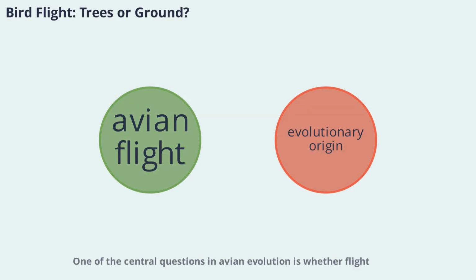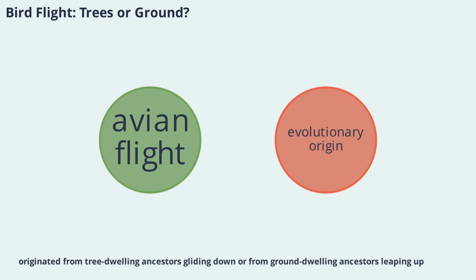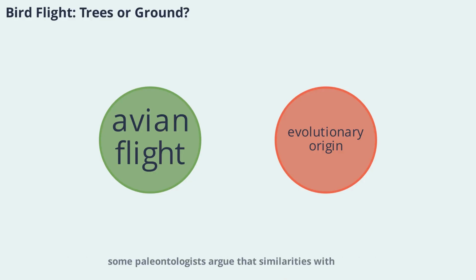One of the central questions in avian evolution is whether flight originated from tree-dwelling ancestors gliding down or from ground-dwelling ancestors leaping up. The claws of Archaeopteryx resemble those of modern perching birds, supporting the tree-dwelling hypothesis. However, some paleontologists argue that similarities with theropod dinosaurs suggest a ground-based origin. This debate continues to fuel research and discovery in paleontology.